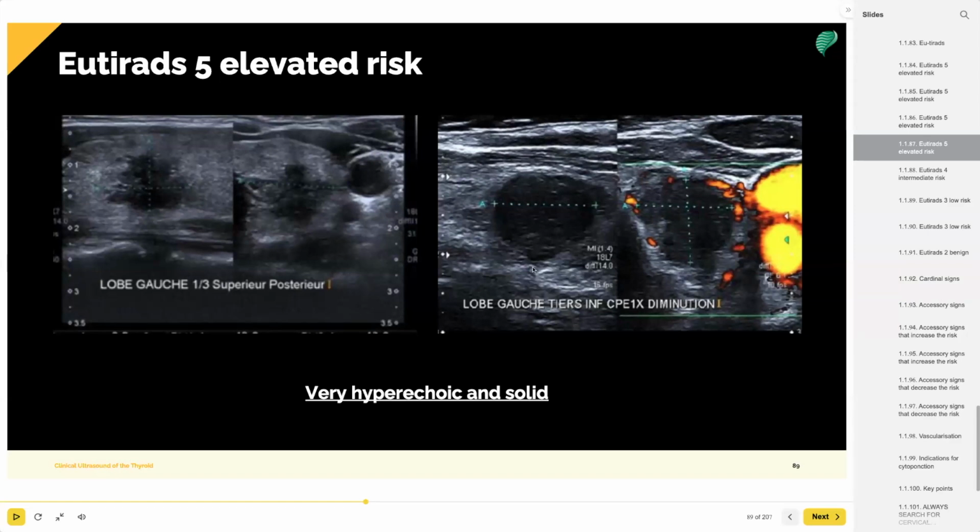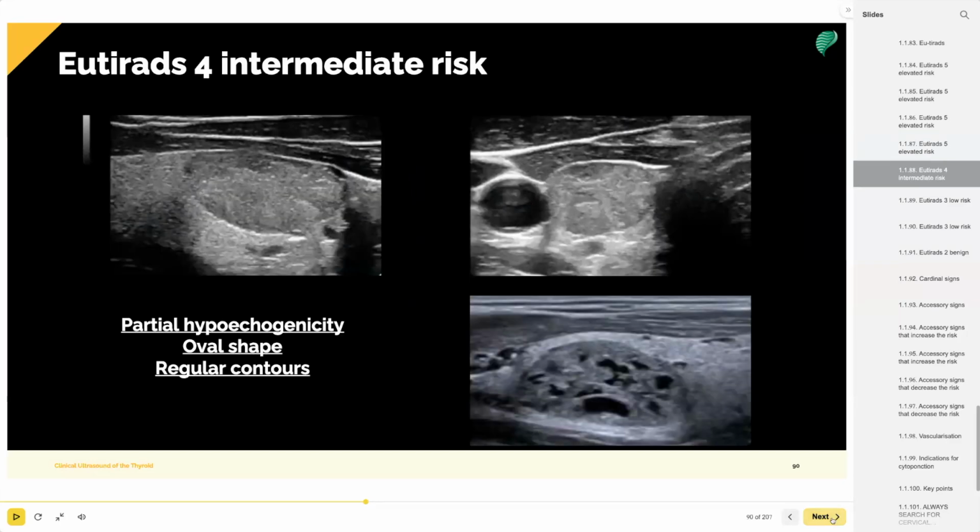And then we have an image here of a hypoechoic nodule, and this is the thyroid there to compare the echogenicity. For a score 4, which would represent an intermediate risk, it is important to know that it is defined by partial hypoechogenicity, oval shape, and the nodule can have regular contours.